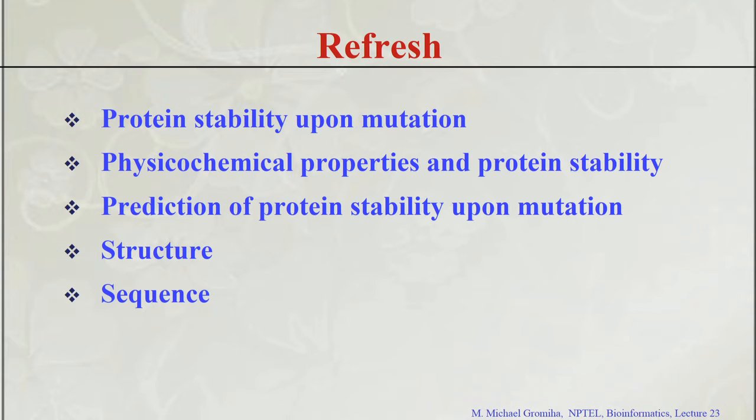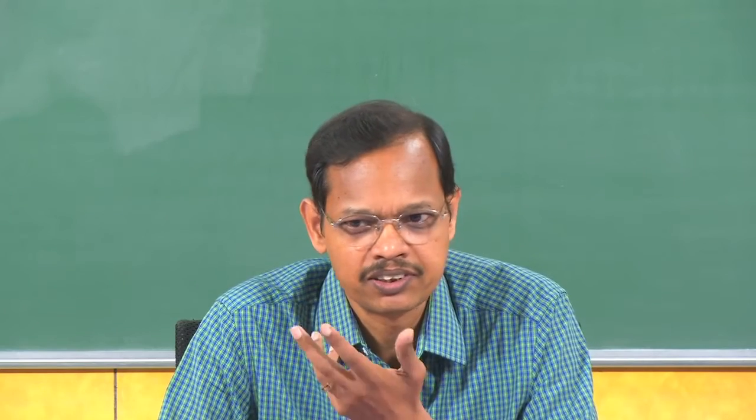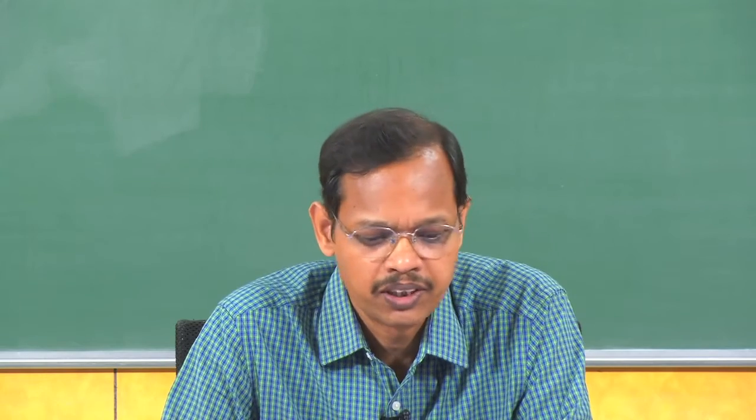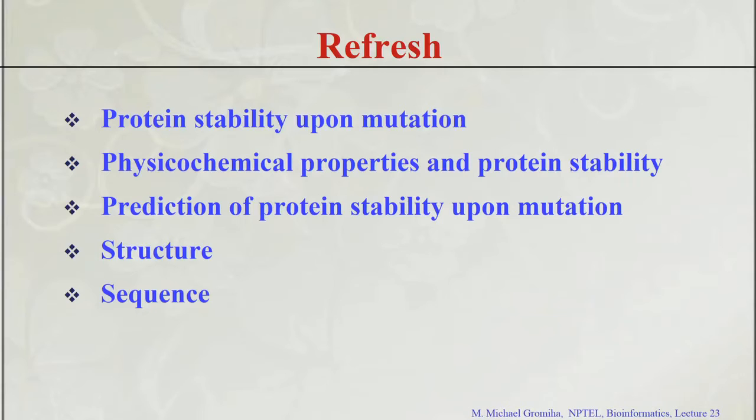What did we discuss in the last class? We discussed a database. Which database deals with the thermodynamic stability? ProTherm, right. Using the ProTherm database, we tried to analyze the important factors which influence the stability of the mutants at different locations. We related the physical chemical properties on one side and the experimental stability on the other side, and we tried to relate them using correlation coefficient.